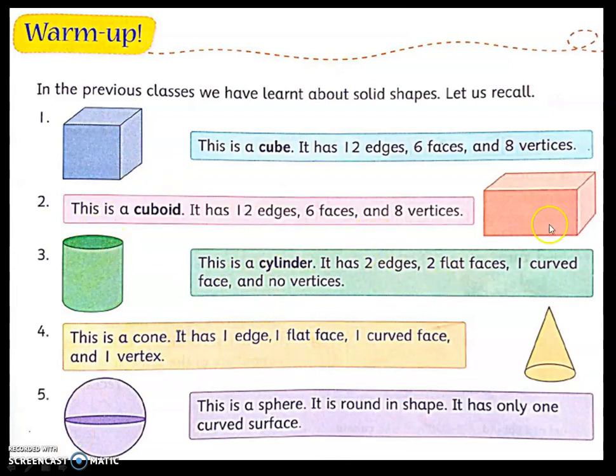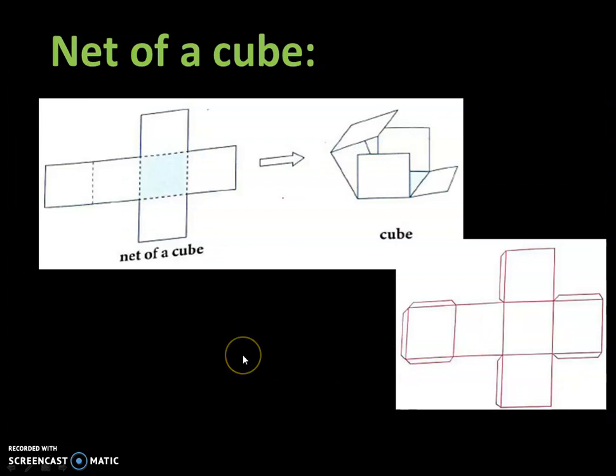On these 4 only the project is given, that is cube, cuboid, cylinder and cone. These are all the things which you are going to deliver along with the shape given to you. Okay, so now this is the net of a cube. What do you mean by net of a cube?